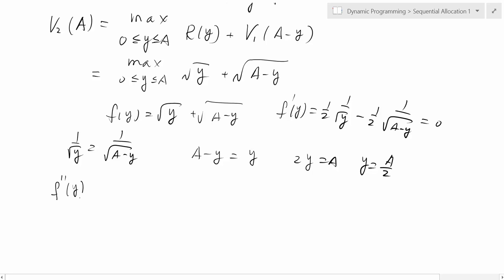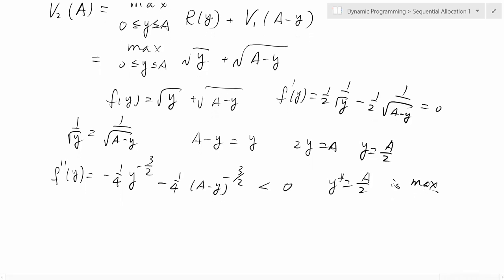Taking the second order derivative in y, we will have negative 1/4 y to the power of negative 1/2 minus 1, which is negative 3/2, and then take the derivative of the next term. We have again a negative 1/4 and we have a minus y to the negative 3/2. Remember the chain rule, we have three negative signs together, so overall this is negative. So y star equal to a over 2 is the maximum. That means we should invest half of the resource during the first period and use the other half in the second period. And that is the optimal policy.